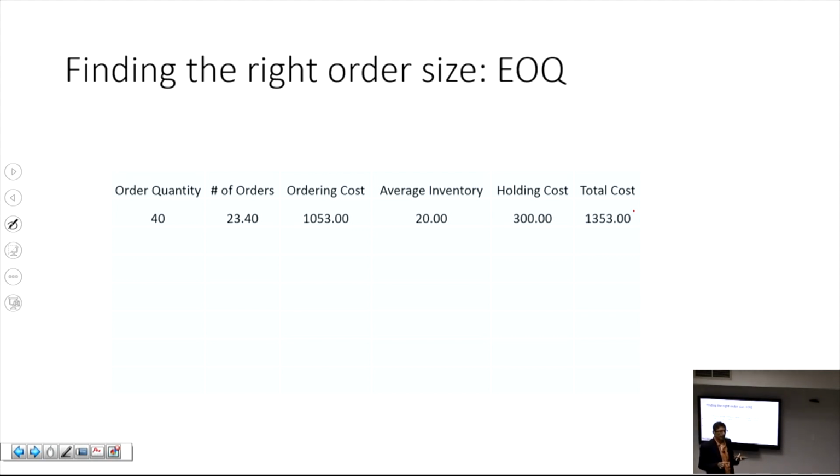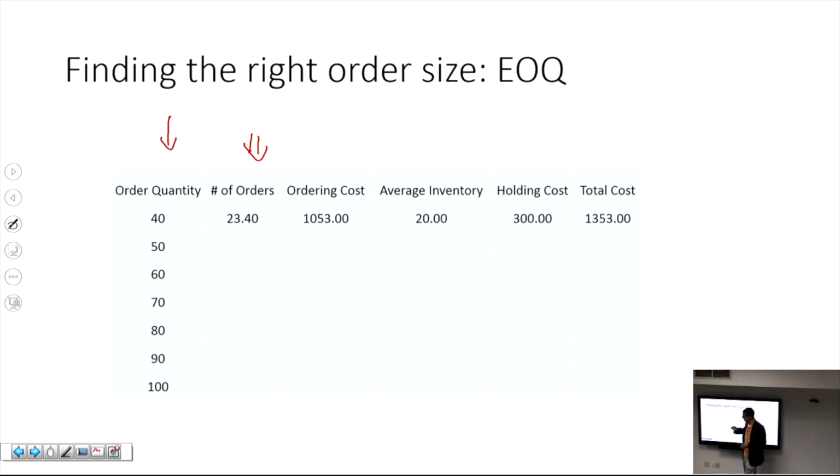Again, I selected 40 for no reason. You could try other order sizes as well. There is no reason why the order size has to be 40. It could be anything, right? So I'm going to try out a few other order sizes here. There are a couple of things you would know. If the order size goes up, you would know that the number of orders would fall, right?